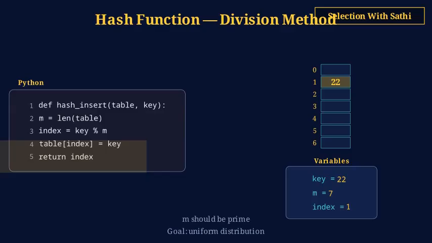The table size m should be a prime number, far from powers of 2. This minimizes clustering and gives better distribution. Computing the hash takes constant O(1) time.